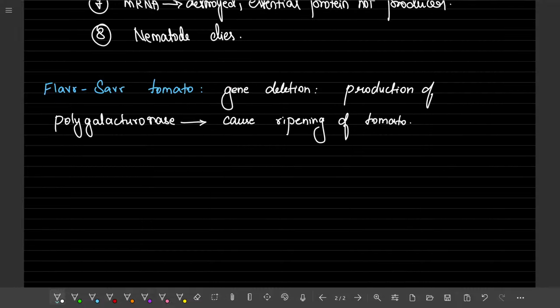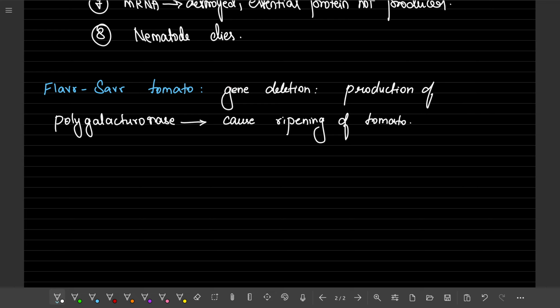It might take 3 to 4 days. What is the shelf life of tomato? 2 days. Okay, so it will go bad. So now what was done is removal of polygalacturonase. The gene that is producing the polygalacturonase enzyme is removed, which means it can stay for 5 to 7 days, because already 4 to 5 days it has been transported.